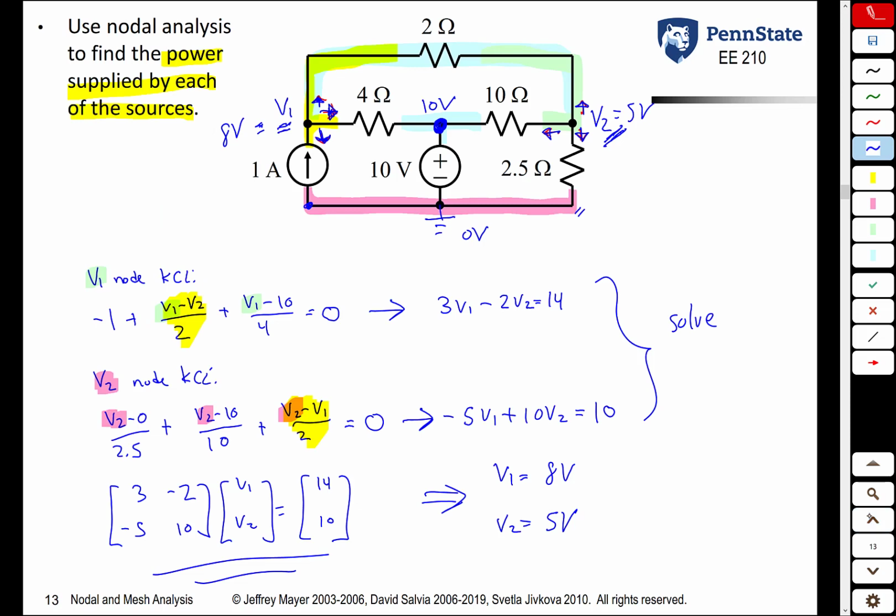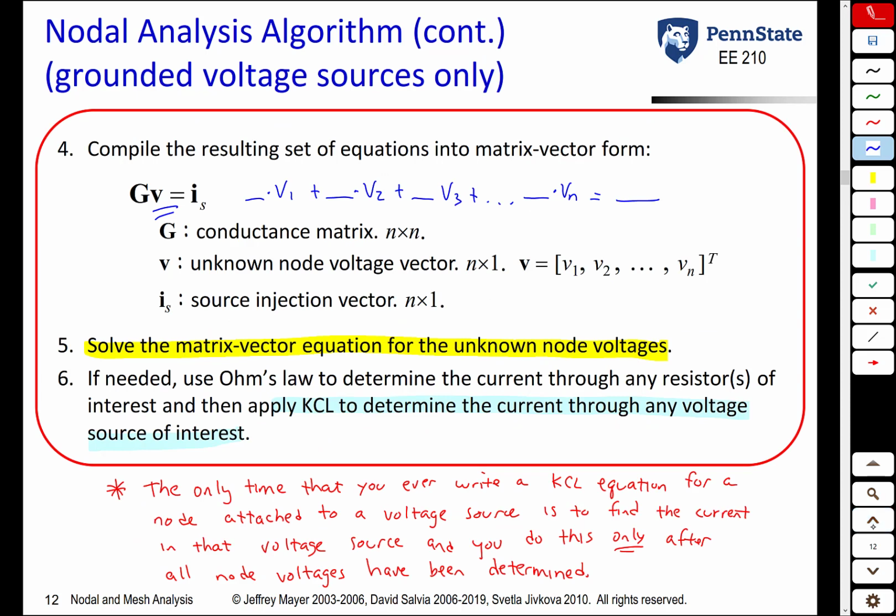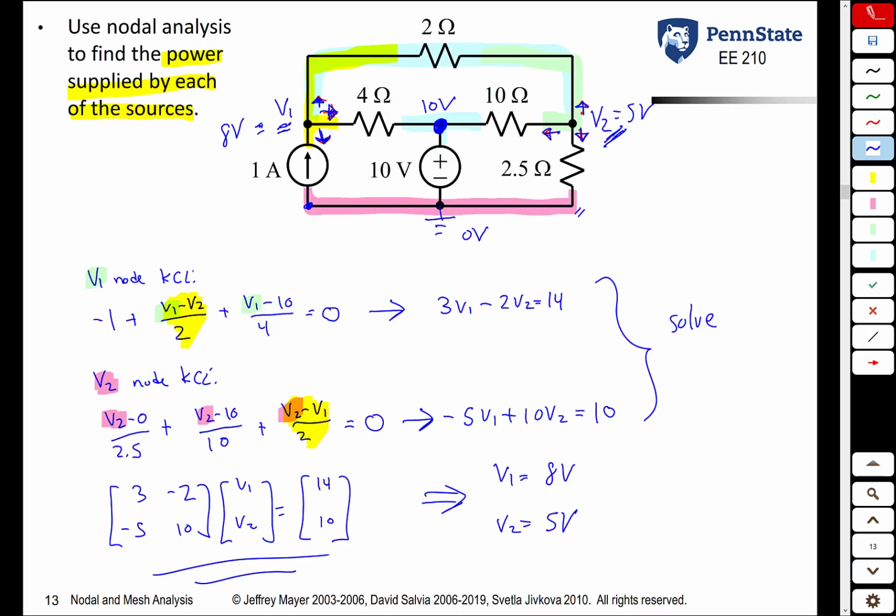For the 10 volt source, we need to find its current. And this is where we're going to do this last step here. You don't always have to do this last step. It depends upon what you're asked in the problem. But here, to find the power supplied or absorbed by the 10 volt source, we need to find its current.